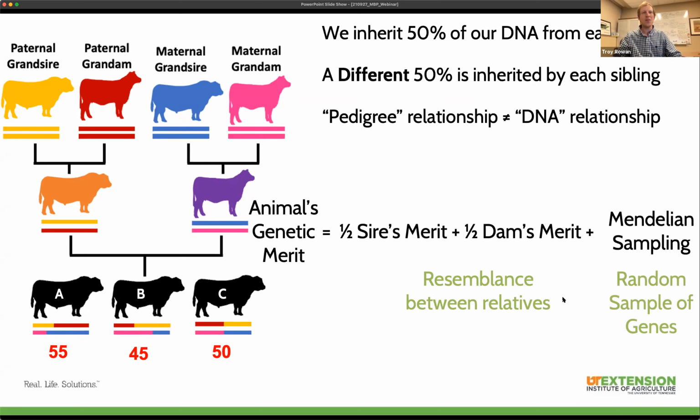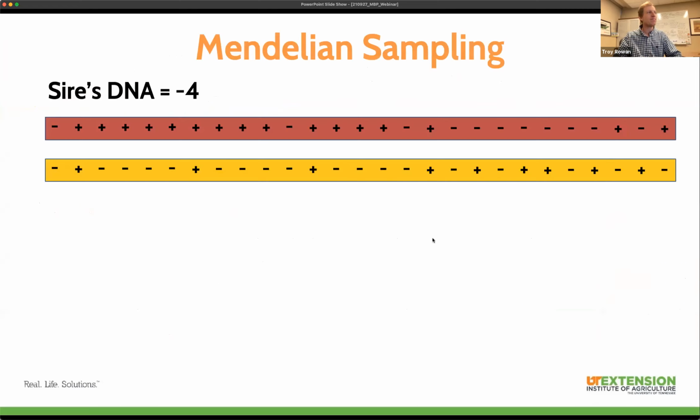But there's also going to be this randomness that gets thrown in. And in genetics, we like to call this Mendelian sampling. You can think about this as just the random sampling of genes. What EPDs are concerned with, and the increasing accuracy of EPDs, is figuring out what exactly this Mendelian sampling term is, because once we have a better estimate of that, it allows us to predict the animal's actual genetic merit with a lot more confidence.